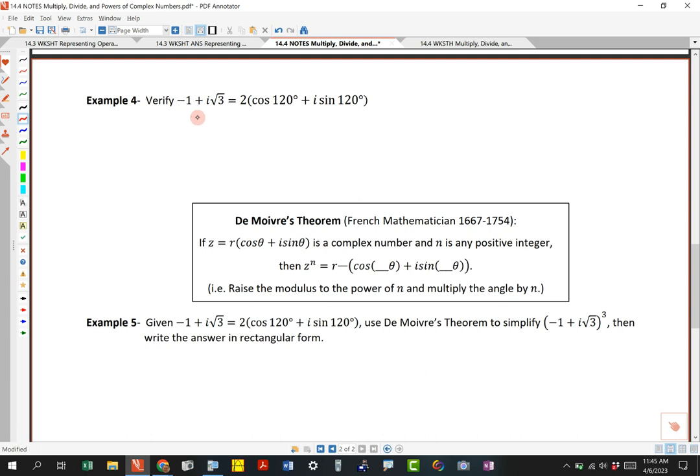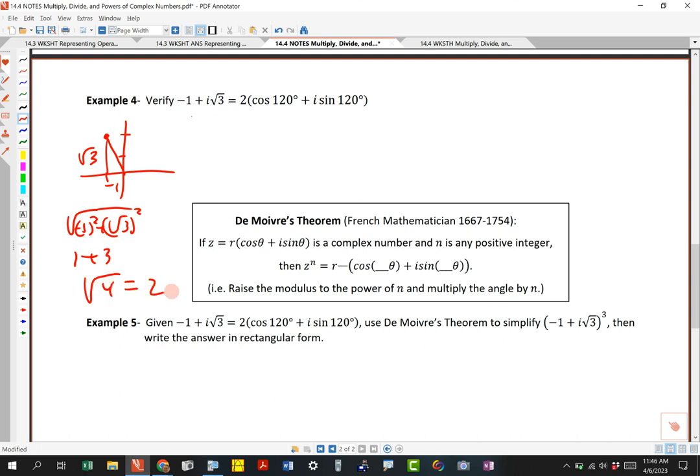I would just want to demonstrate something. So we want to verify that -1 plus i radical 3 is this number right here in trig form. So -1, this is radical 3. To find the modulus, you would do -1 squared and radical 3 squared, so that's going to be 1 plus 3, so that's going to be radical 4. Everybody agreed that the modulus is 2?